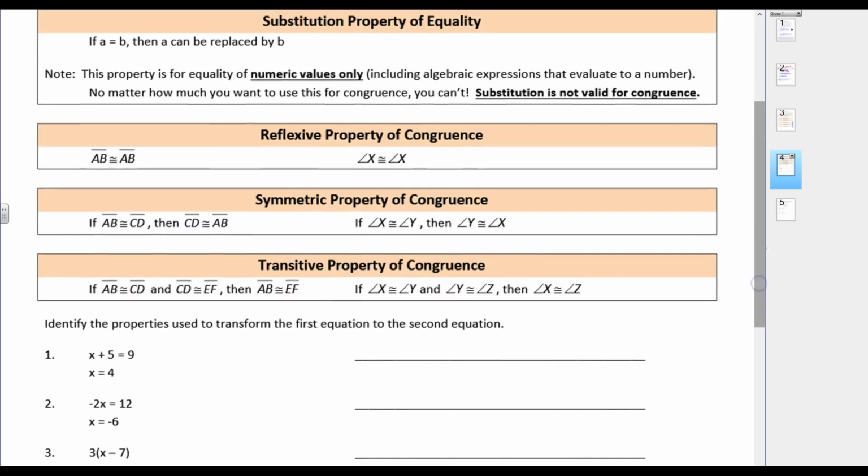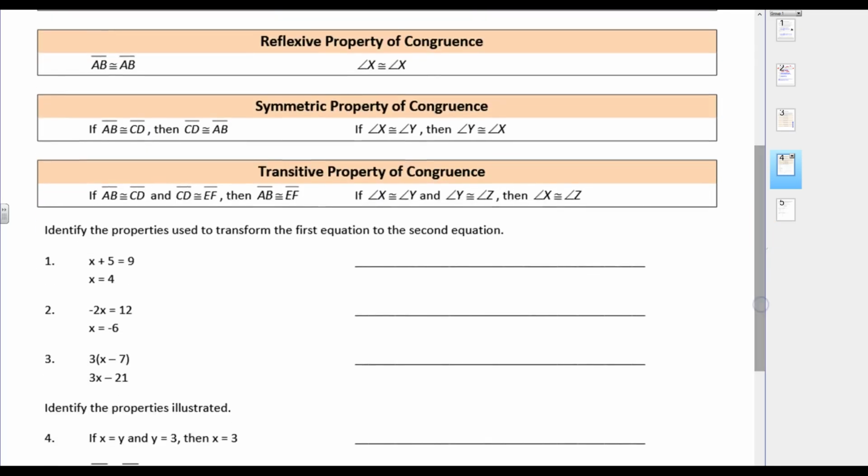So properties of congruence that you'll use: something is congruent to itself is the reflexive property of congruence. Your symmetric property of congruence says that if AB is congruent to CD, then CD is congruent to AB. Or if angle X is congruent to angle Y, then angle Y is congruent to angle X. And your transitive property of congruence is, again, that chain reaction property. If AB is congruent to CD and CD is congruent to EF, then AB is congruent to EF.